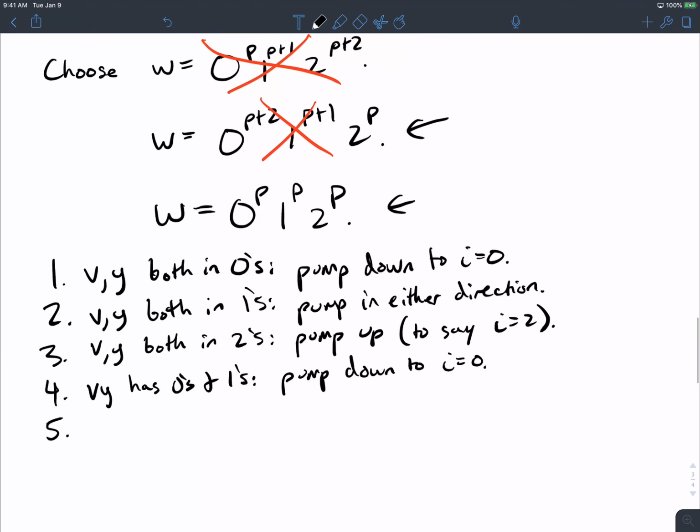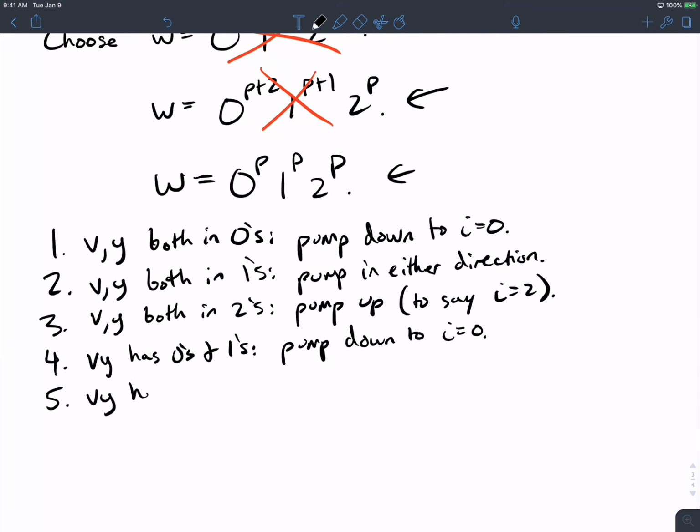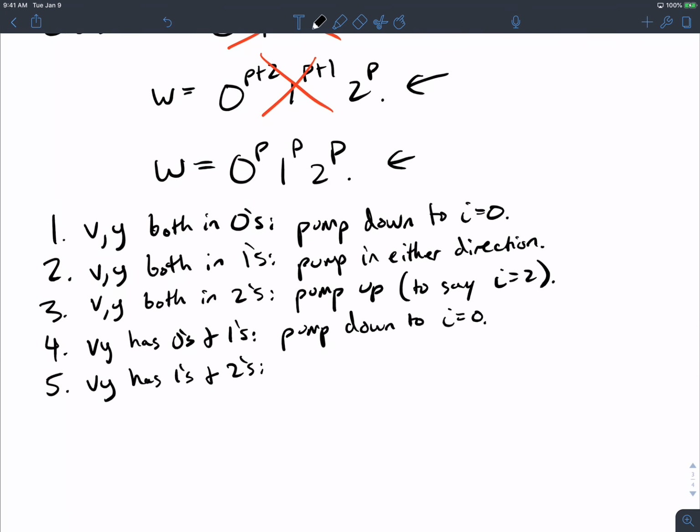And the other case, for the same reason, is VY has 1s and 2s. And what could you expect we're going to do in this case? Yeah, pump up. Because if I pump down, I could still be okay with the j at least k condition, still in the language there. But if I pump down, I still am satisfying the other one. So I stay in the language possibly. But if I pump up, then I am not anymore. So pump up to, again, say i equals 2. But any value at least 2 is fine in this case.